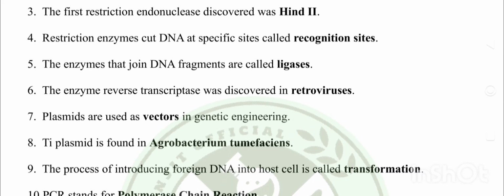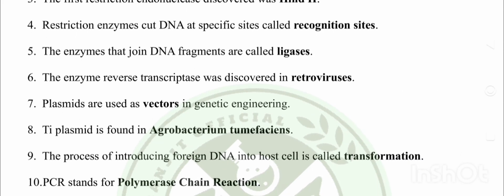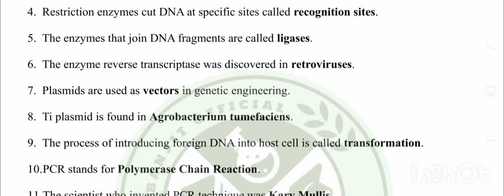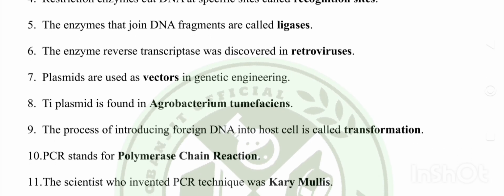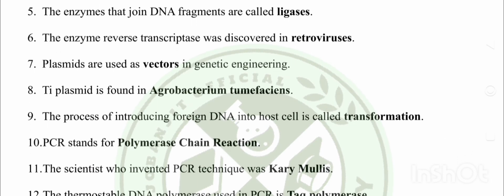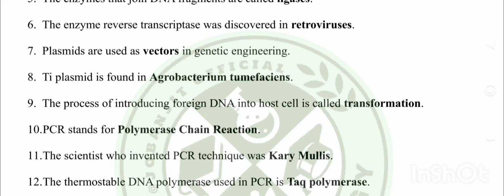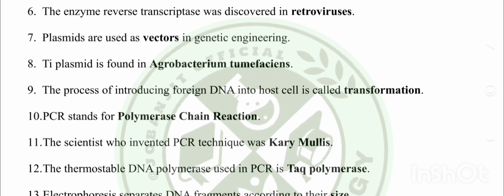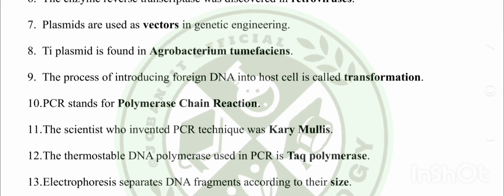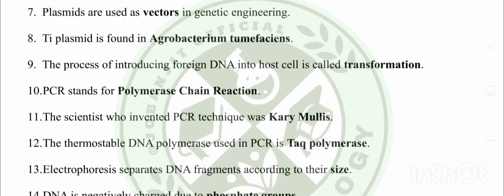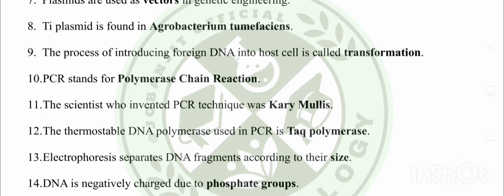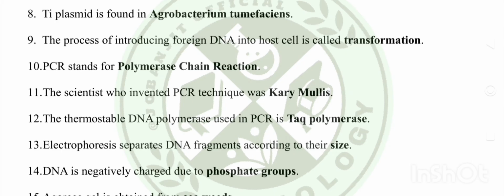5. The enzymes that join DNA fragments are called ligases. 6. The enzyme reverse transcriptase was discovered in retroviruses. 7. Plasmids are used as vectors in genetic engineering. 8. Ti plasmid is found in Agrobacterium tumefaciens. 9. The process of introducing foreign DNA into a host cell is called transformation.